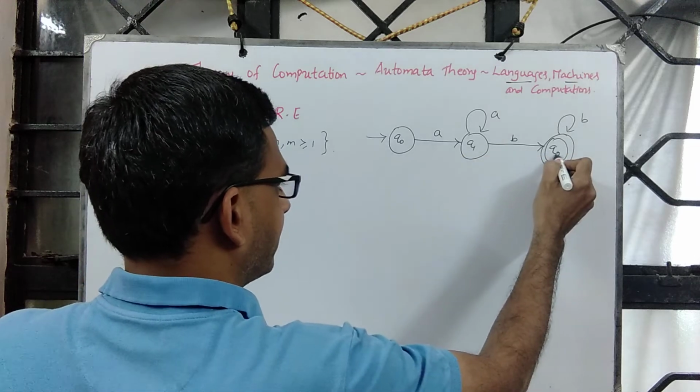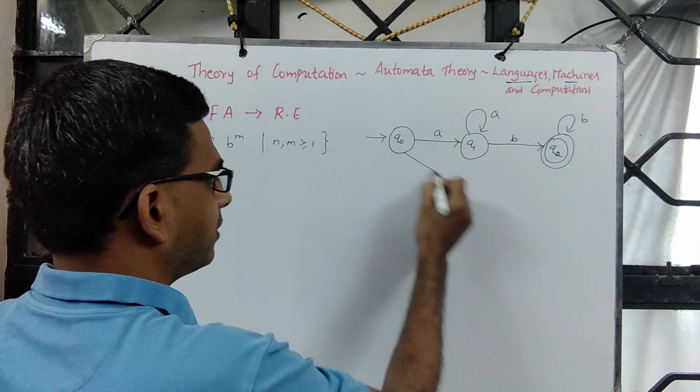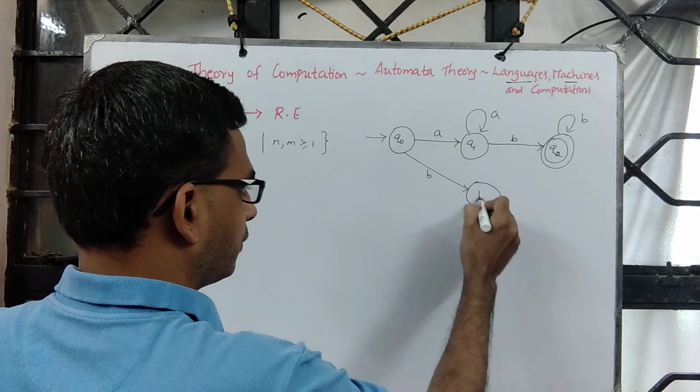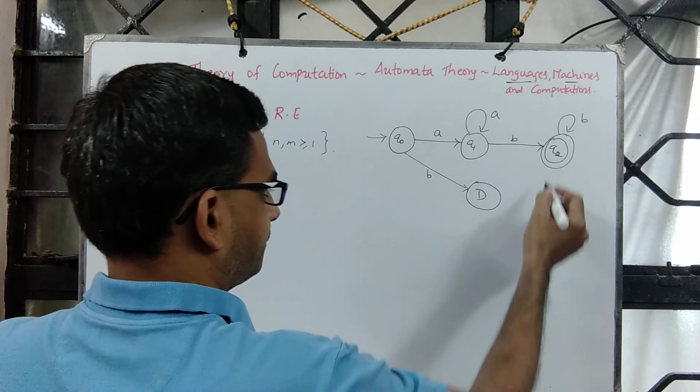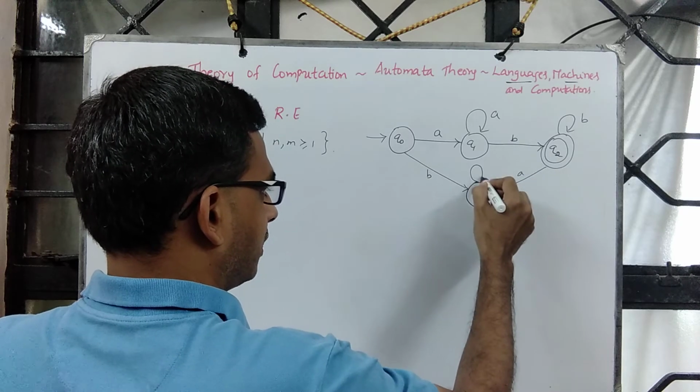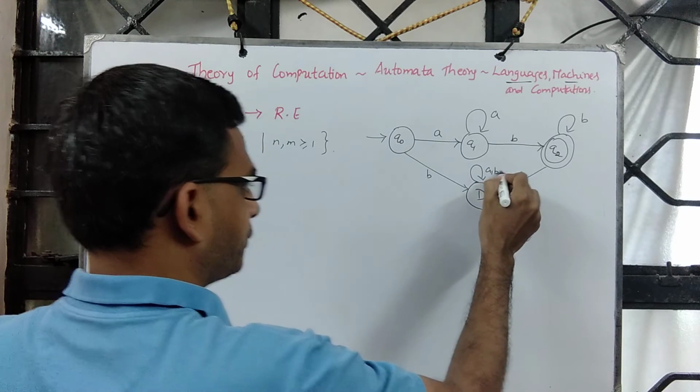Since this is a deterministic finite automaton, when we read a B here, we go to a dead state. When we read A here, we go to a dead state. On this, if we read A or B, we continue to stay here.